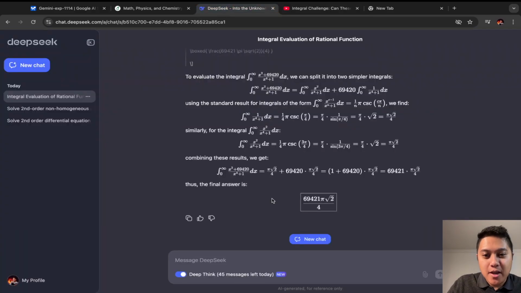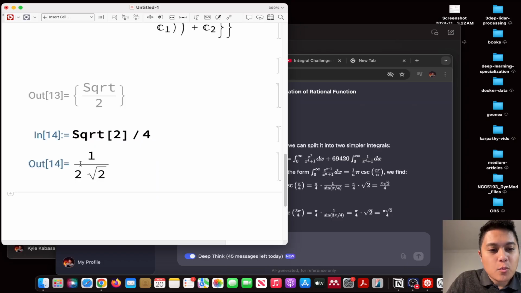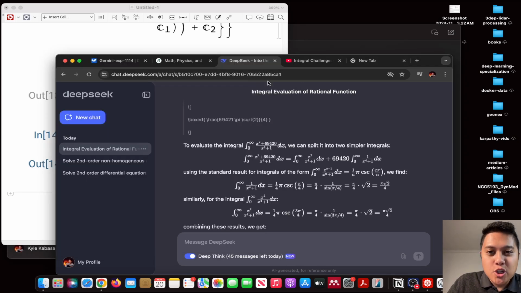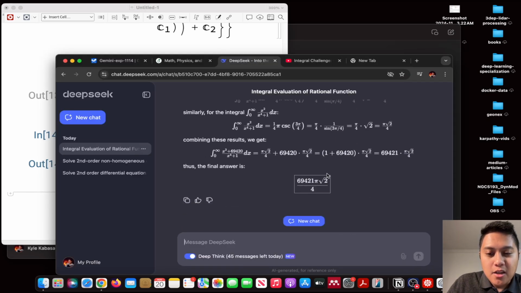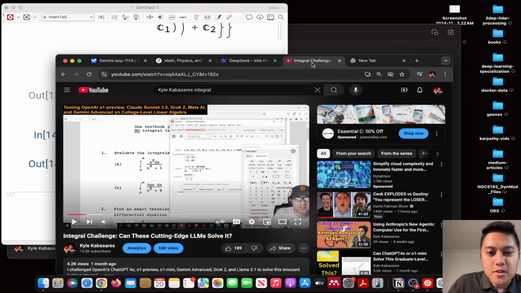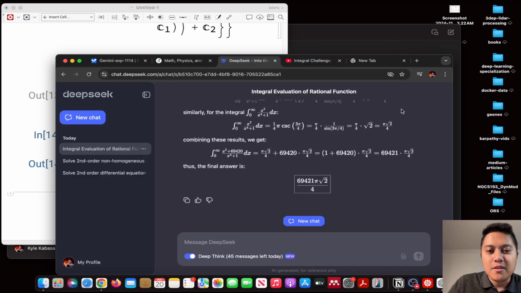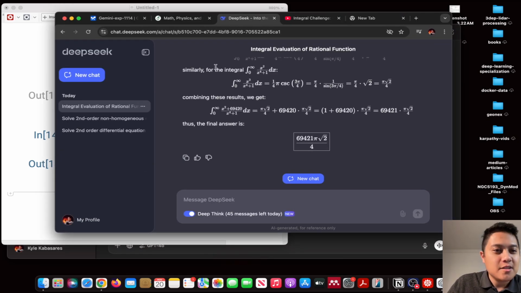Yeah, no, that's the same answer. Divided by 4 is 1 over 2 root 2. That's what I thought. So that is correct. It actually got it. Oh my gosh, it got 69/421 pi over 2 root 2. Wow, DeepSeek got it. Oh my goodness gracious. It got the right answer. Okay, so we know that DeepSeek can take down the funny integral.